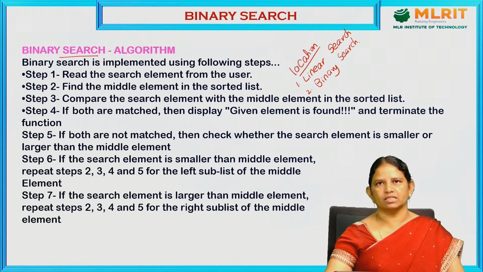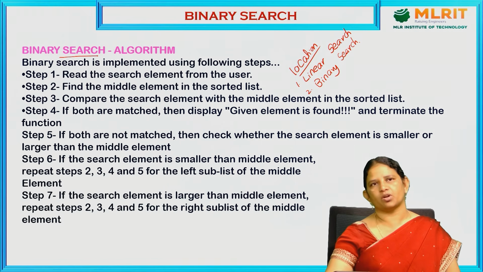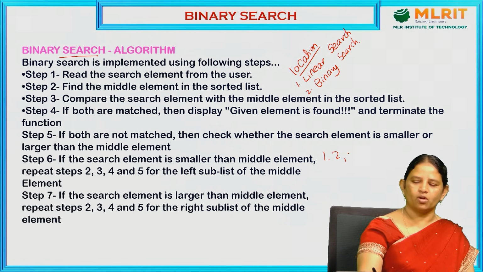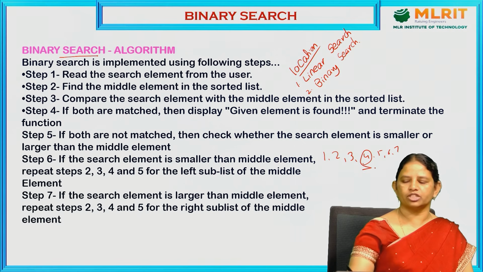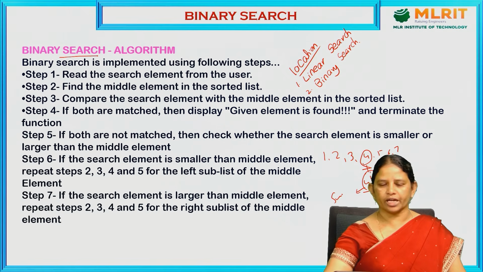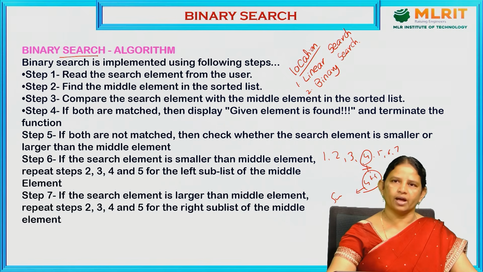One is called linear search, another one is binary search. Searching is the process of finding the location of an element. For example, 1, 2, 3, 4, 5, 6, 7. So what is the location of 4? It is the 4th position. That 4th position is what we call searching. So there are 2 types of searching: linear search and binary search.